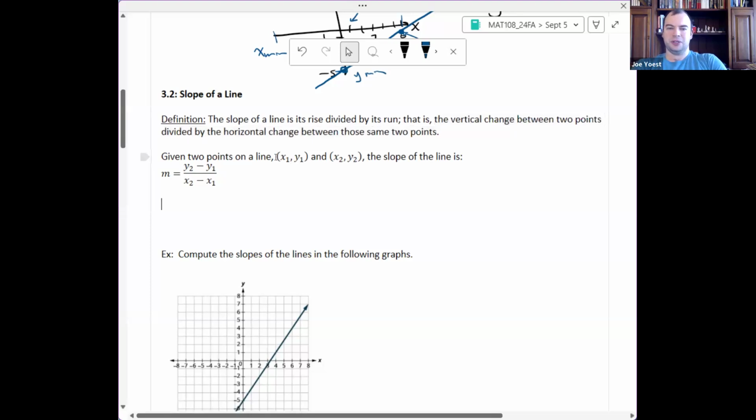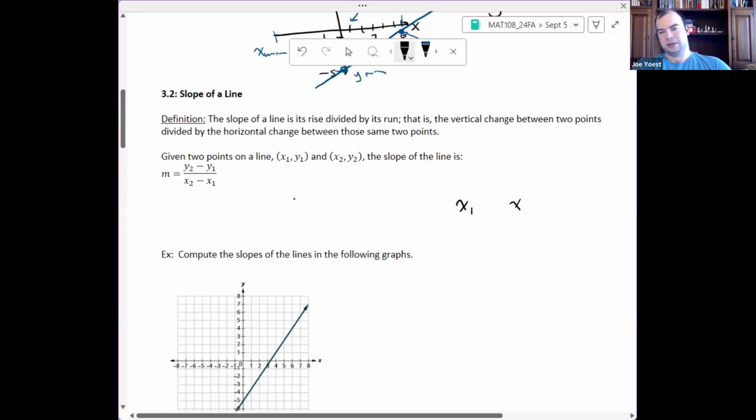Or given 2 points on the line, we usually refer to points as like x comma y. But if we're dealing with 2 different points, we don't want to call them both x comma y. So we give them a subscript. This is a common practice.